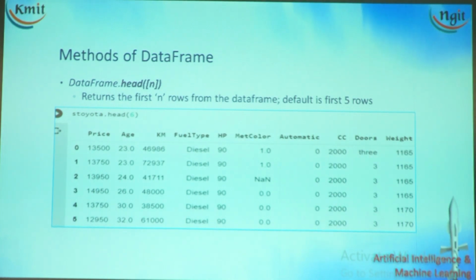You can ask me, ma'am, why should I see the first 5, first 20, last 20 or some random ones, why should I see? Because you want to pre-process your data. You want to see how your data looks like.